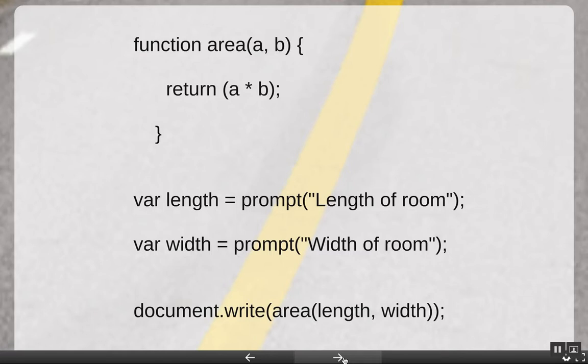Remember, length is assigned 8 and width is assigned 5. So those two values are what are being passed in as arguments with the function call. Now the function runs and the arguments of 8 and 5 get assigned to the parameters a and b in the function. They are multiplied together to get 40, and that value is returned right where the function was called, and 40 is then written to the screen with document.write.